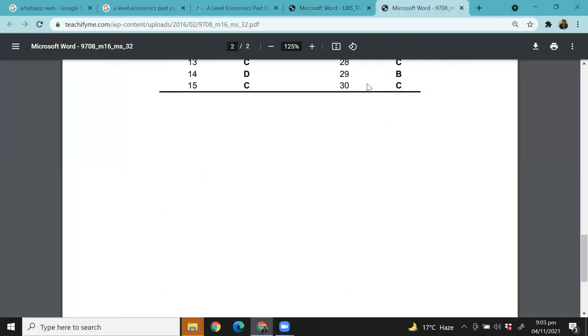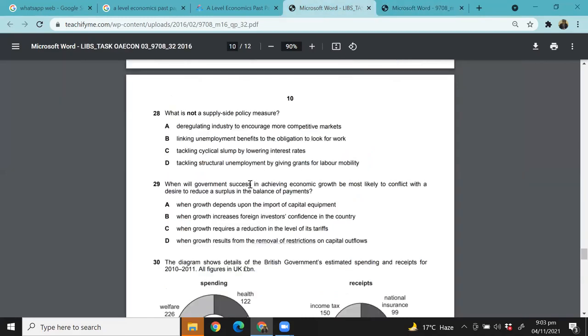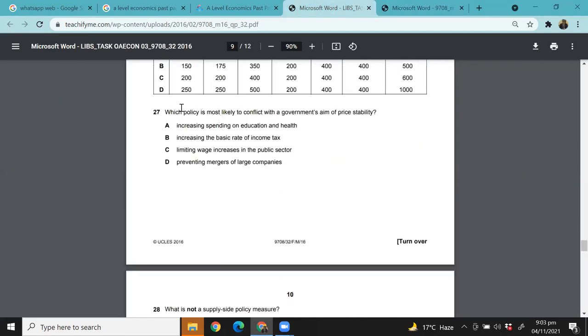28, let's see. I mean, it's so difficult, 28. 28 is C, right? Oh, great. Let's move to the next question. The next question says, which policy is most likely to conflict with the government's aim of price stability?